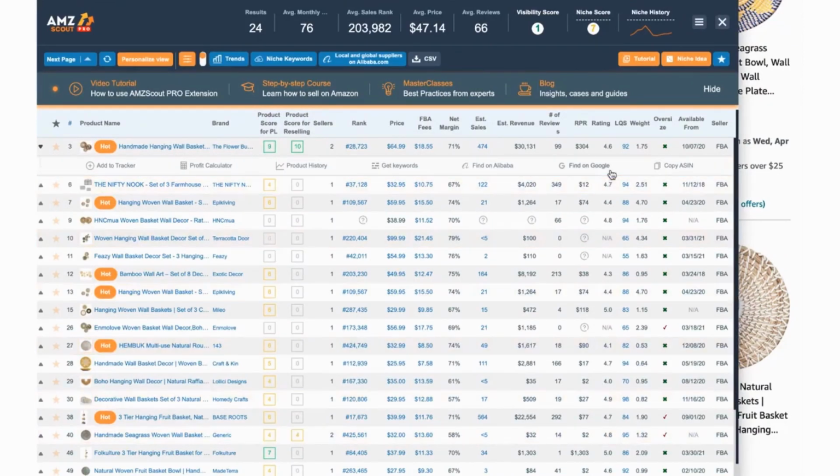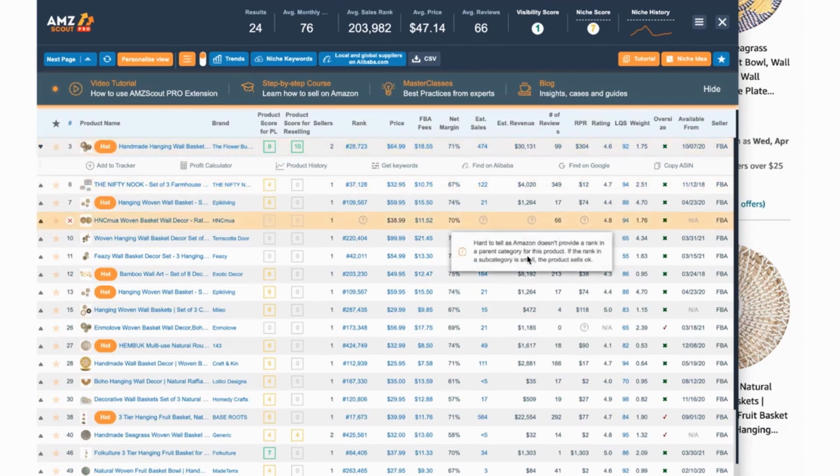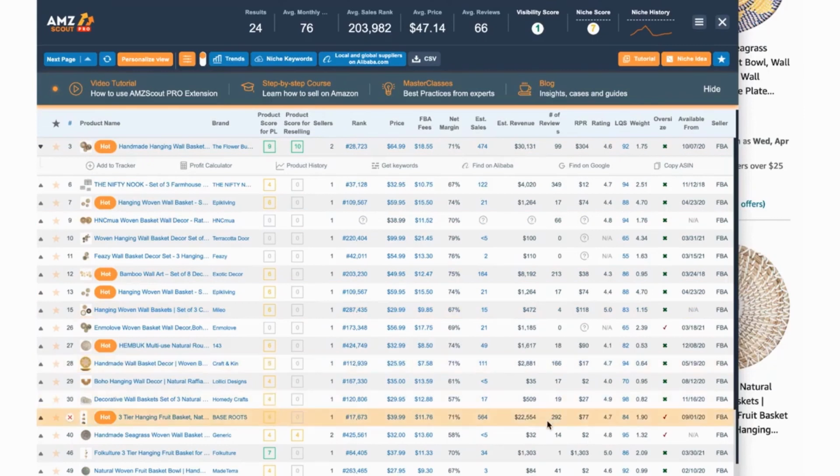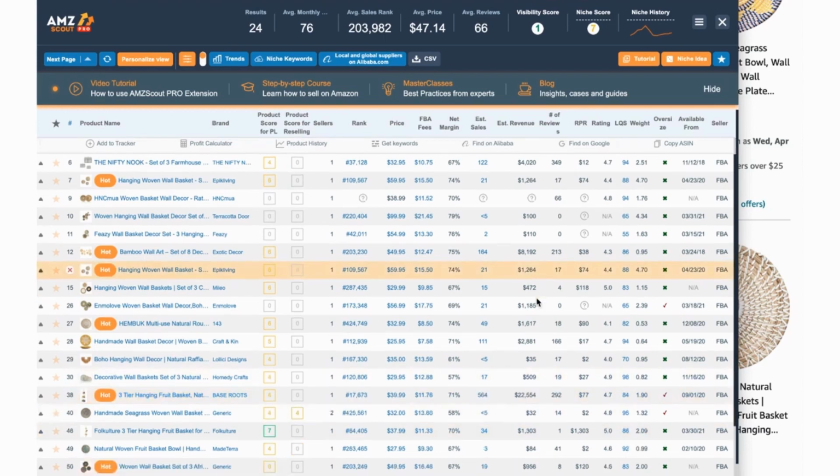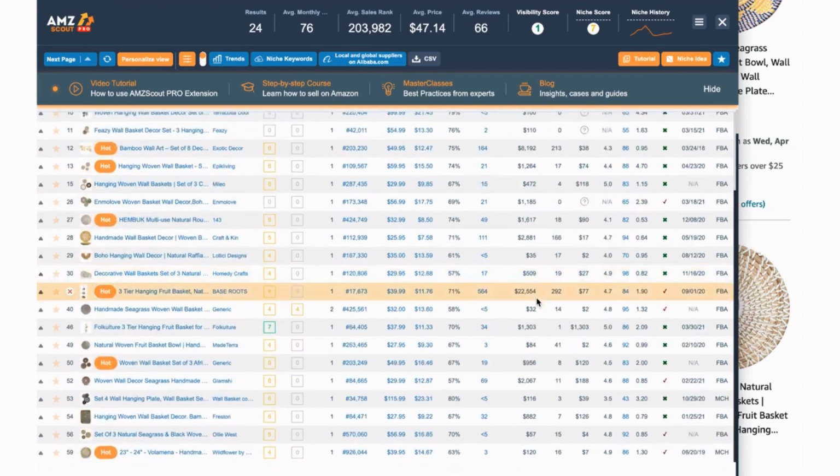Just from the glance of it, I can already see the estimated revenue. So that's the first thing that I would look at. The one that we just looked at has $30,000 of revenue. But if you look at all these other listings, except for this one, which is slightly different, a 3-tier hanging fruit basket, so that's kind of different from what we were looking at. Other than that, most of these items have a very low sales volume.